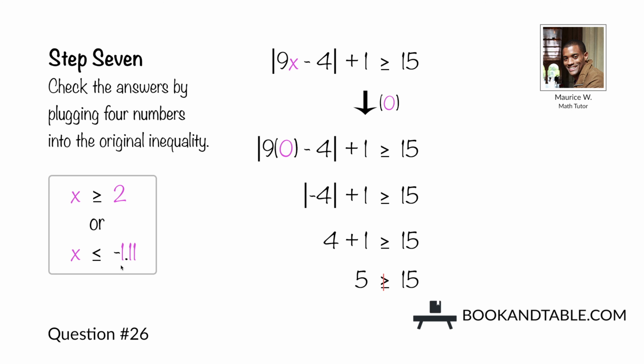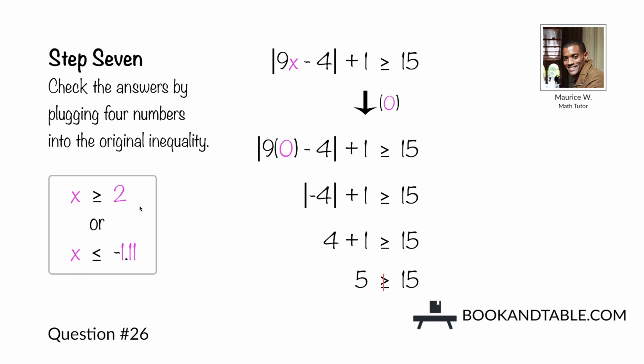If we plug in 0, which is greater than negative 1.11, not smaller, it should not work. 9 times 0 is 0. 0 minus 4 is negative 4. The absolute value of negative 4 is 4. 4 plus 1 is 5. And 5 is not greater than or equal to 15. So this part of our answer is correct.